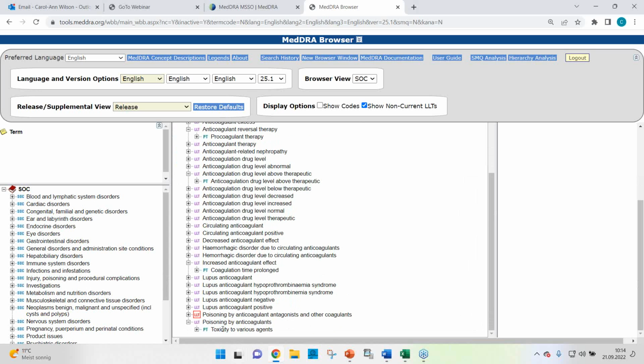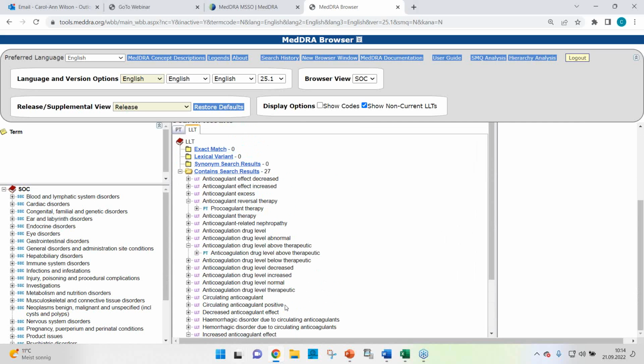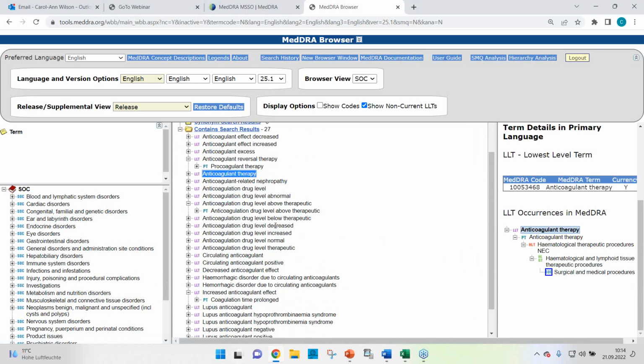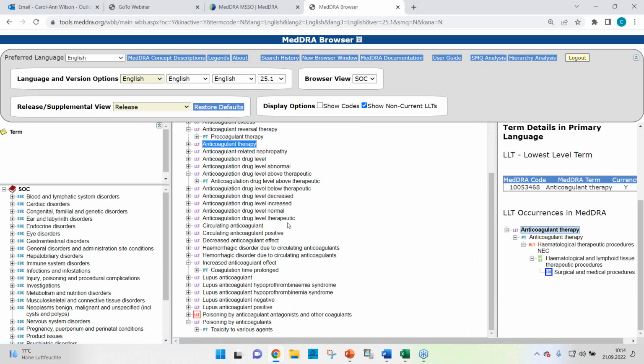So anticoagulant therapy and anticoagulant reversal therapy. These were both also mentioned by you or proposed by you. Yes, it was an anticoagulant therapy, and during the anticoagulant therapy, an overdose occurred. So, in order to minimize the risk for the patient, anticoagulation reversal therapy was initiated. So this would be the best approximation to our reported event here.